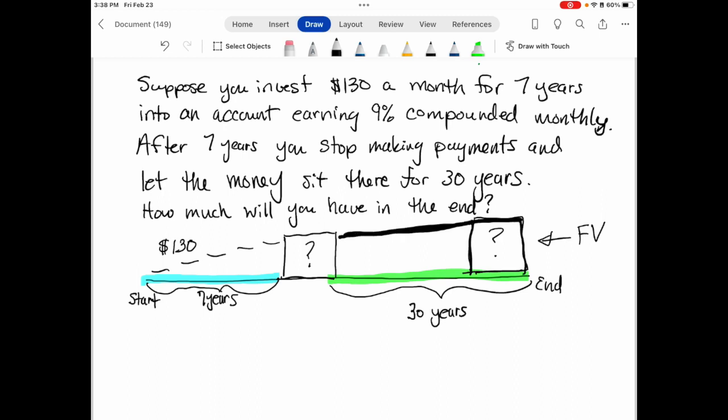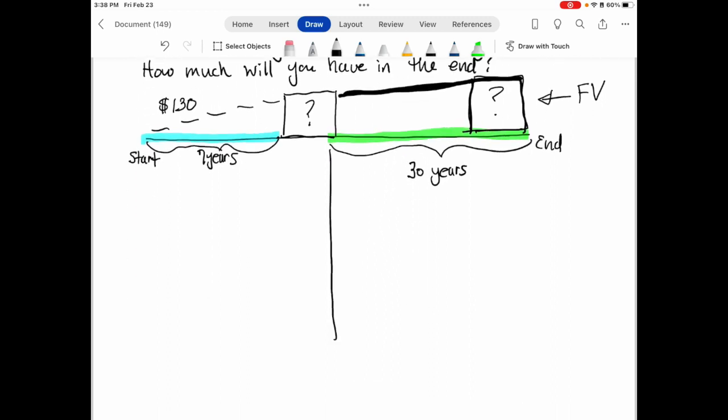So we have to break this up into 2 parts. We have the first problem that's for 7 years, and then we have the second problem, which is going to give us our final answer for the 30 years. We can't do this for 37 years and just be done, because halfway this person stops making payments. So we have payments for 7 years, and then just lump sums the last 30 years. And so that's a different animal.